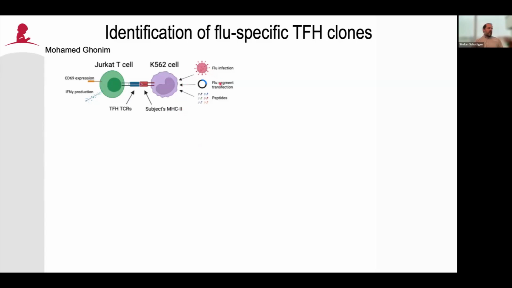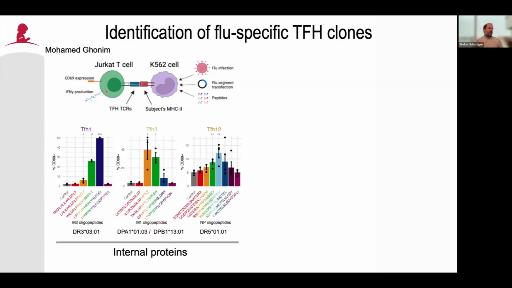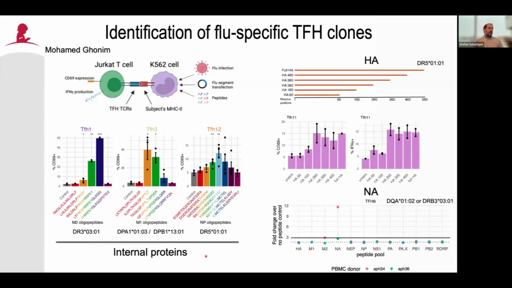We would infect them with flu or do flu segment transfection or peptide pools to try and figure out what exactly those TCRs are recognizing. And we've been able to deorphanize 5 of 12 so far. So you can see for TFH1, TFH3, and TFH12, these are all recognizing internal proteins, in particular M2, M1, and MP peptides within these HLA alleles here. 2 others we were able to identify as specific for HA and for NA.